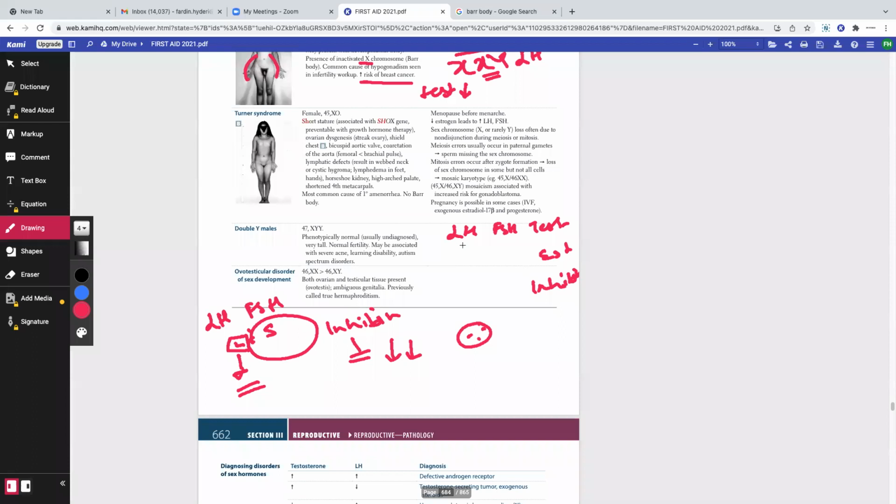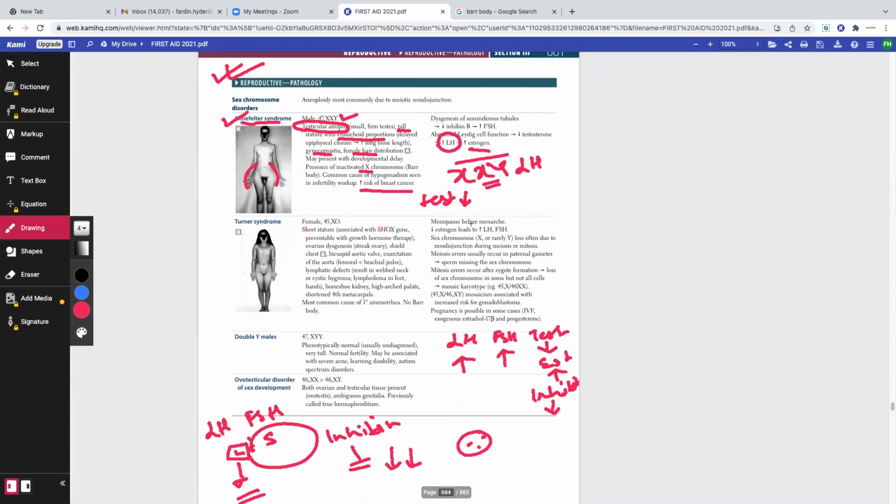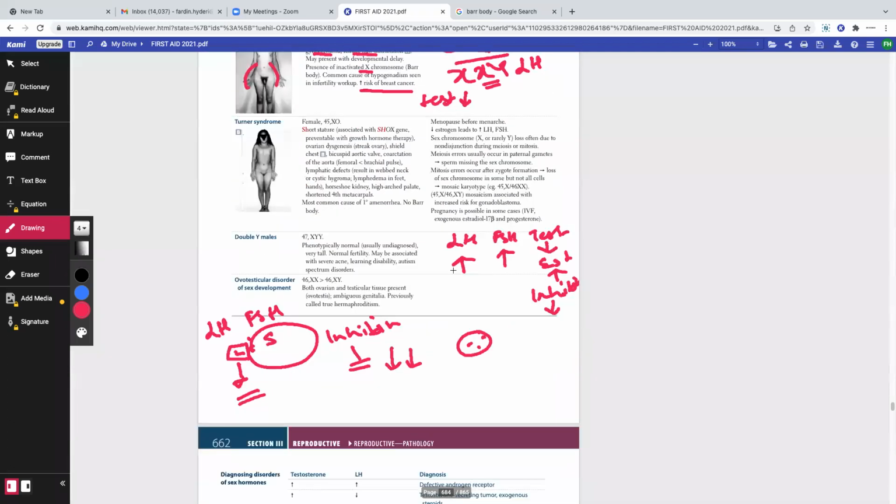Would you be kind enough to tell me what are the changes that happen in LH, FSH, testosterone, estrogen, and inhibin in Klinefelter syndrome? Okay, LH is going to be high, FSH high, testosterone low, estrogen is high, inhibin is low. Thank you so much. Did everyone understand, yes or no? Okay, so let's move on to the next disease.